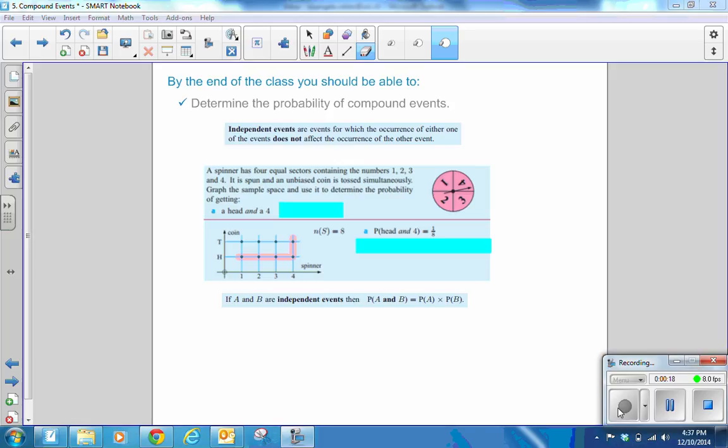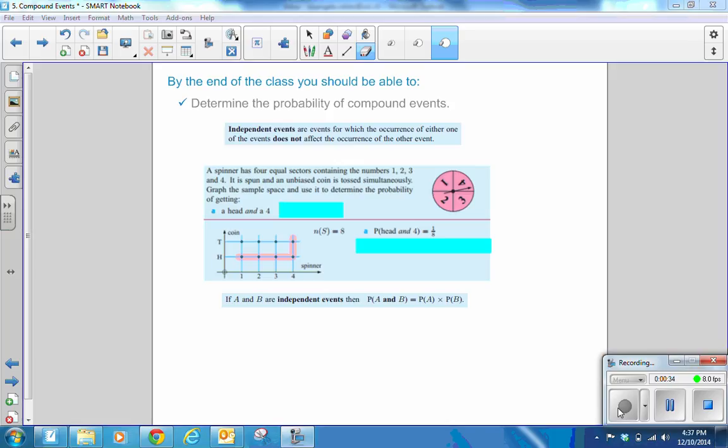So for example, if you have a spinner, like we have in front of us, 1, 2, 3, and 4, and a coin, those are independent events. One doesn't affect the other one.